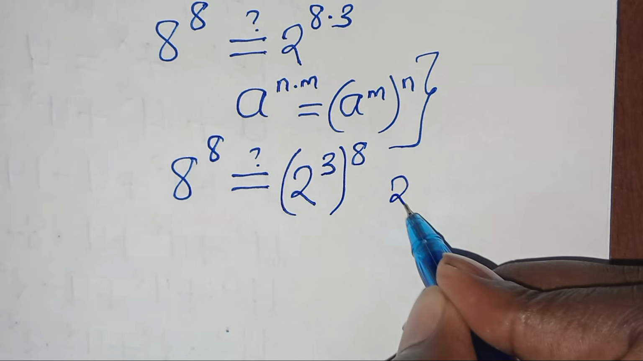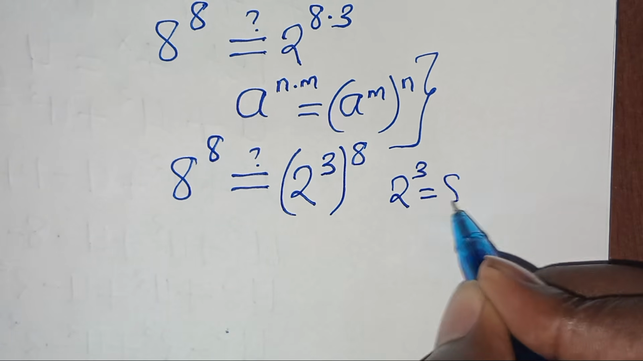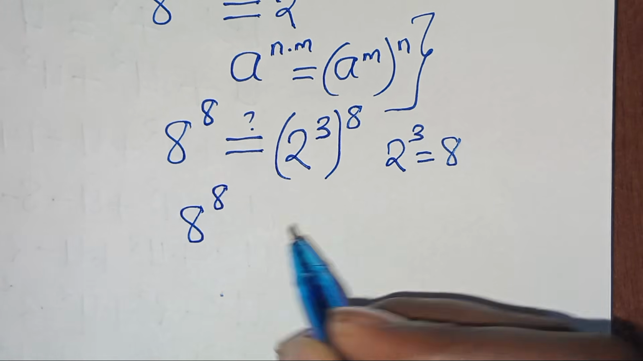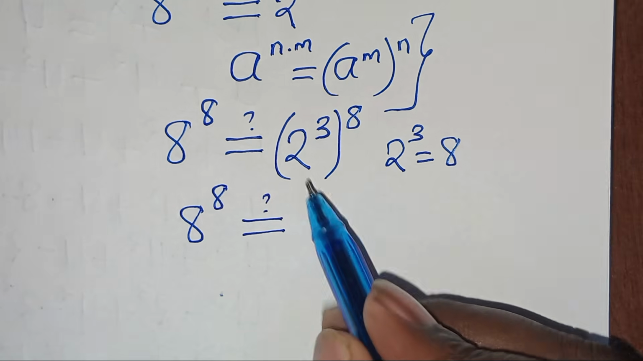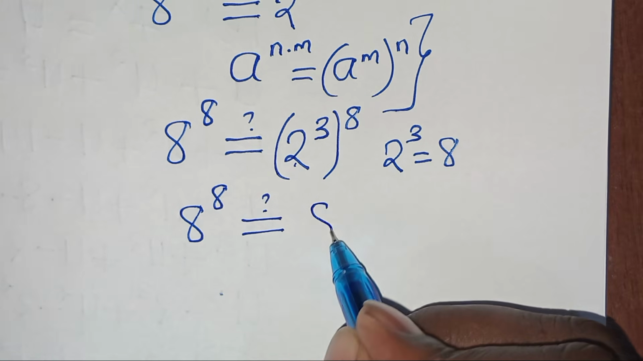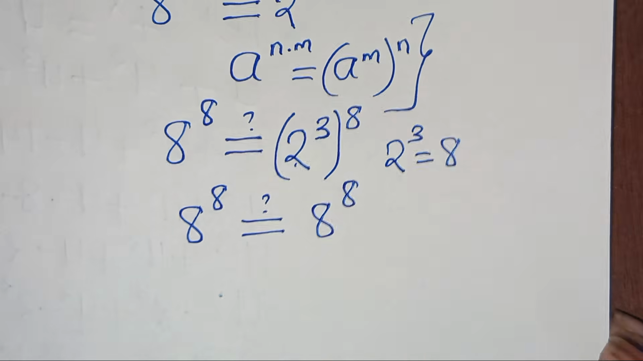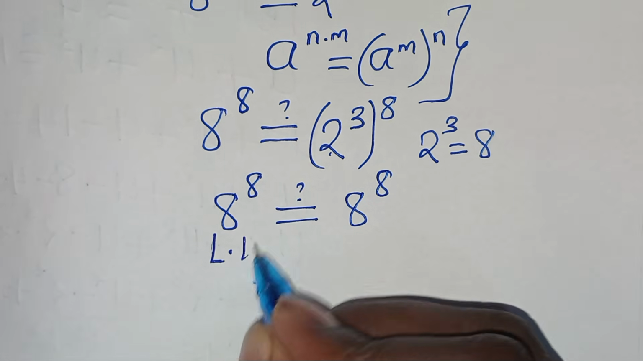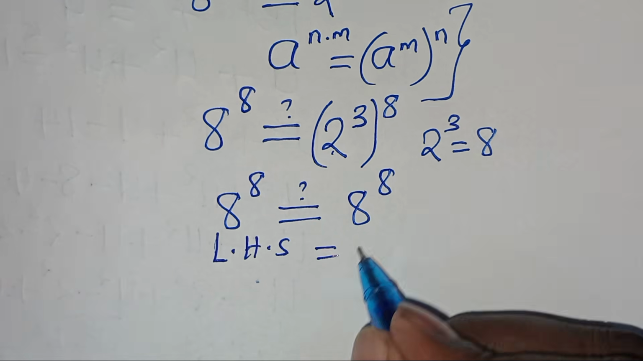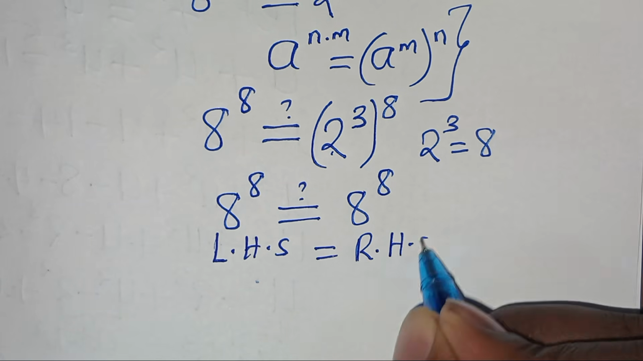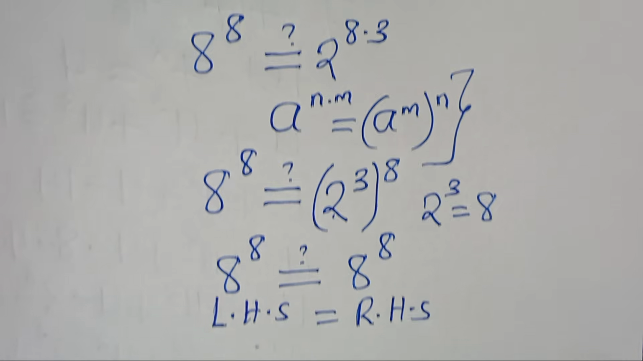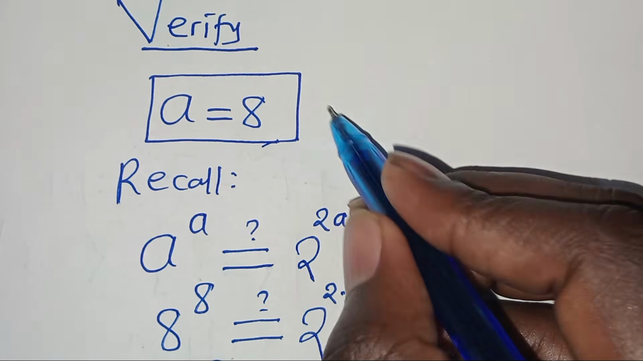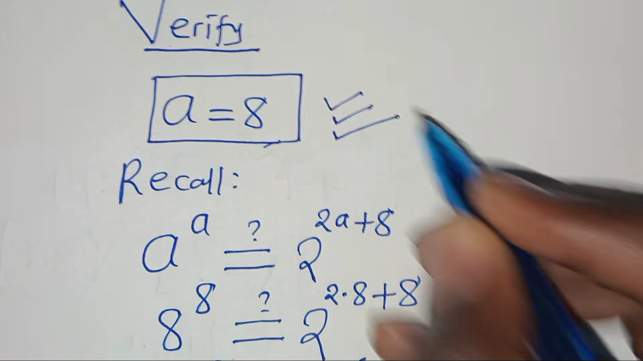So we have that 2 raised to the power of 3 is equal to 8. So 8 raised to the power of 8 is equal to 2 to the power of 3, which is 8, raised to the power of 8. So it's clear that the left hand side is equal to the right hand side. This implies that the value of a, which is equal to 8, satisfies the equation.